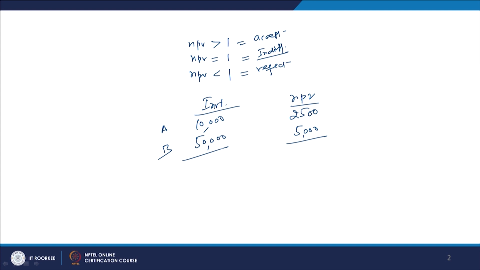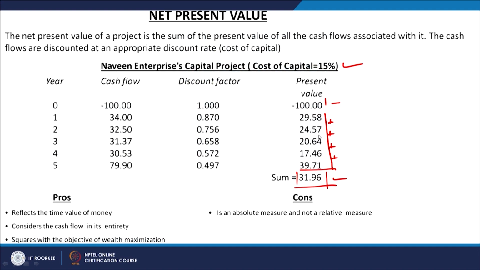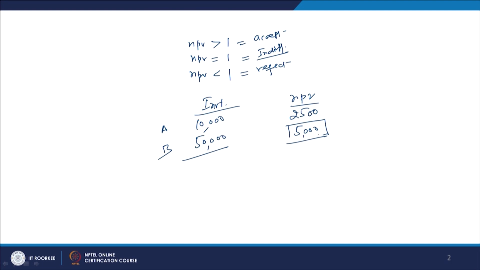Now, if you have to choose between A and B, as per this criterion we would go for the project that gives the maximum NPV, that is 5,000, which is double the NPV available from project A. But the limitation we are talking about is that it is an absolute measure and not a relative measure. We are only looking at NPV: 5,000 in one case and 2,500 in the other. We are not looking at the investment we are making.